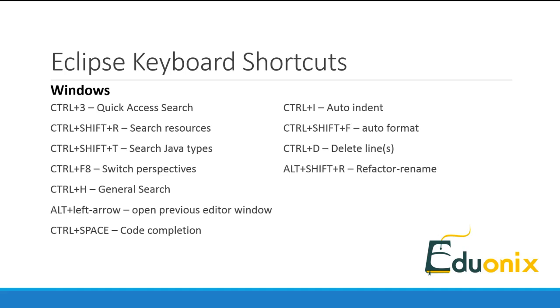When our code gets a little messy, we can simply select it all and use the Control and I key combination to fix indentation, or the Control and Shift and F key combination to auto-format selected code. When we have excess lines of code, we can easily delete one or more lines with the Control and D key combination. For an easy rename of a class or object, we can select that item and use the key combination of Alt and Shift and R to rename that item.